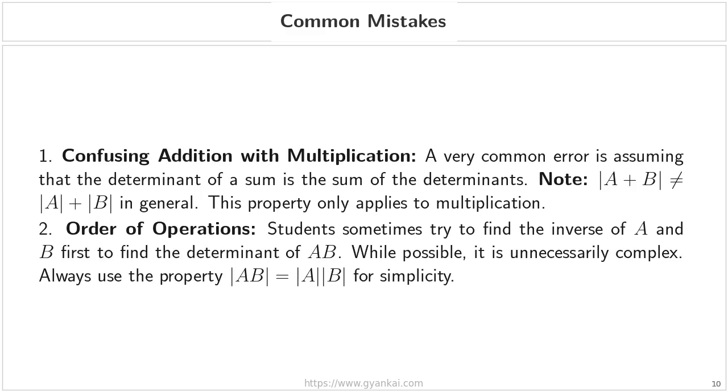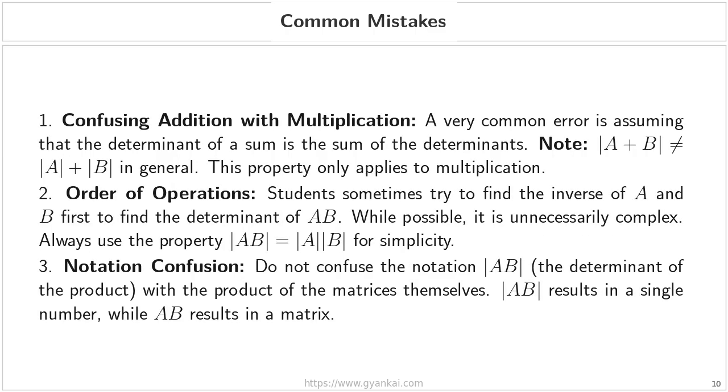Second, be mindful of your order of operations and efficiency. Sometimes, students try to find the inverse of matrix A and the inverse of matrix B first, and then attempt to find the determinant of the product. While mathematically possible, it is unnecessarily complex and time-consuming. As we saw in our numerical example, it is much simpler and more direct to always use the property that the determinant of A times B equals the determinant of A times the determinant of B.